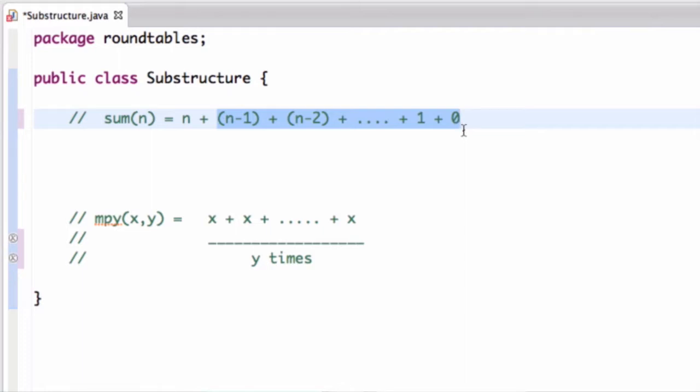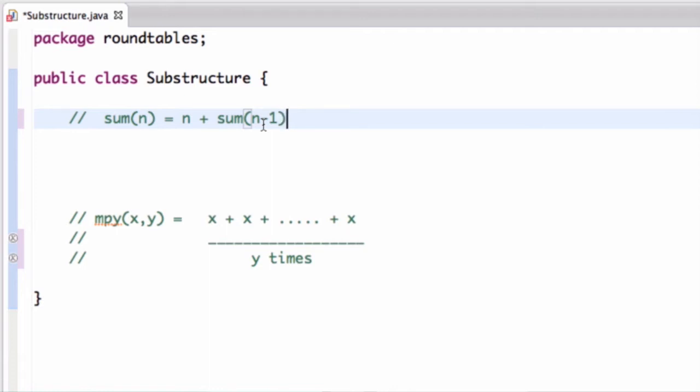Exactly. So I should be able just to replace this by sum of n minus 1. And this gives us a recursive formulation of sum. Now we have sum of n is equal to n plus the recursive call of sum of n minus 1. So this is almost exactly right, but what's missing is what? How do we get out of this? We need to find a way to make it stop at 0.